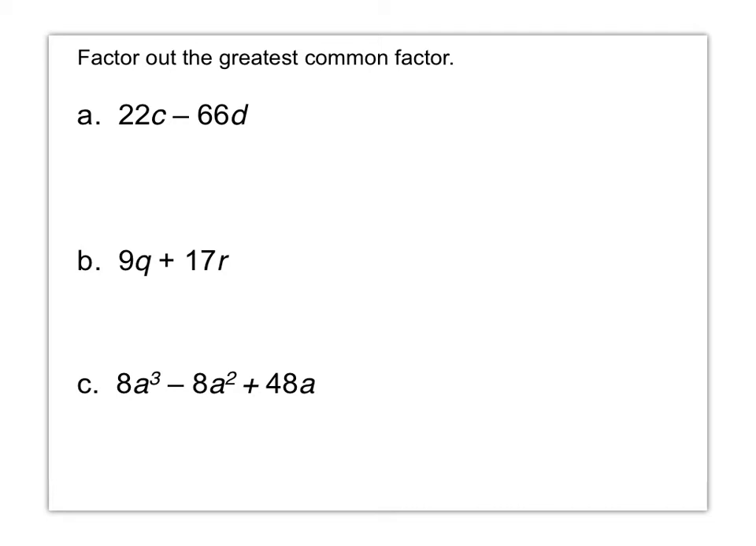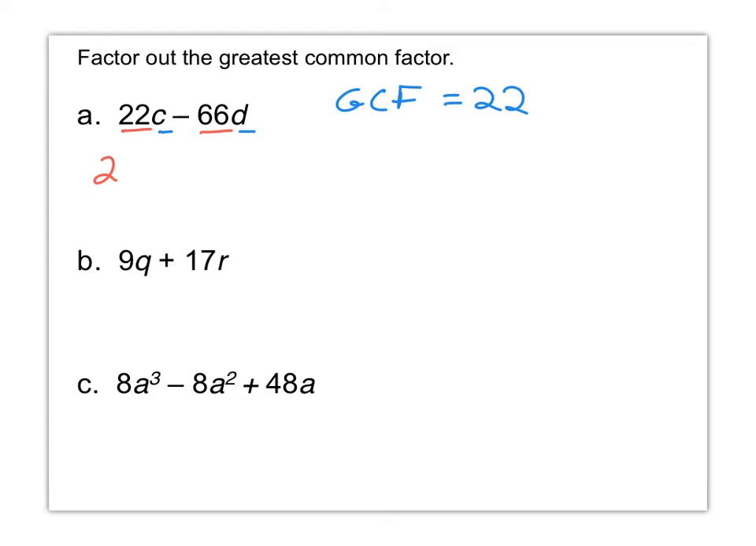On this slide, we have a few more examples of factoring out the greatest common factor. We look at the coefficients and determine what is the largest number that can go into both 22 and 66 without leaving any remainders. In this case, our greatest common factor is 22. The first term has the variable c and the second term has the variable d, so there are no variable common factors. 22 is the greatest common factor.